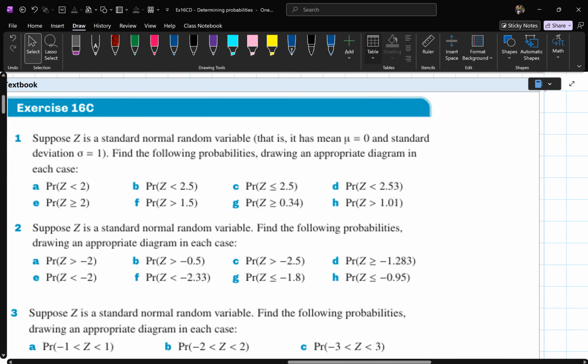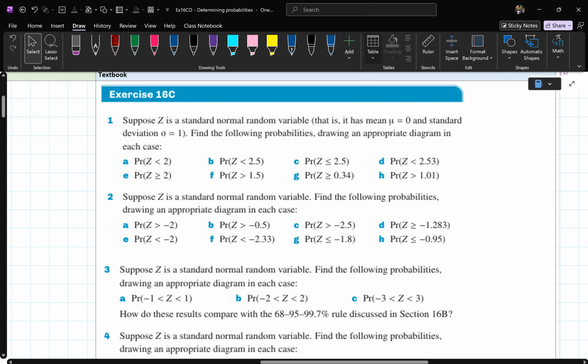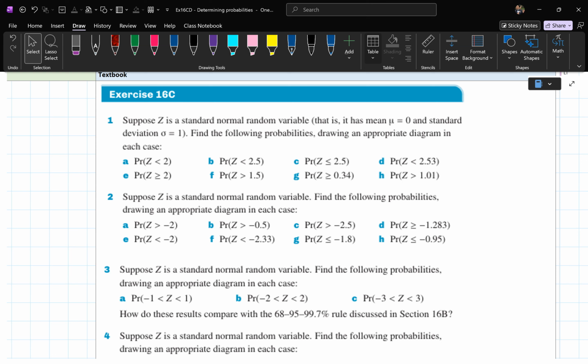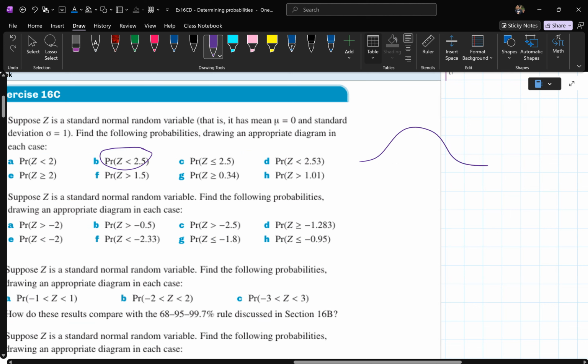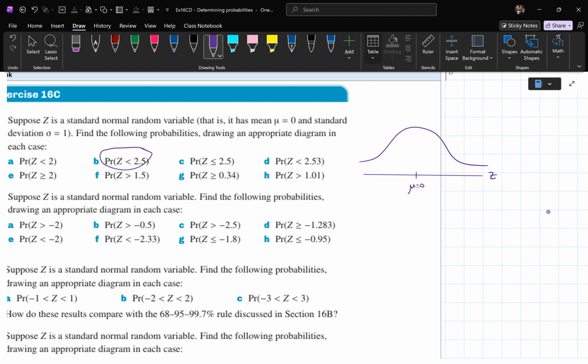16C. Okay, this is now not 68%, but you have to convert to Z values. Well, again, pretty straightforward. Let's say it was the probability of Z. So standard normal means the Z-axis, remember the mean is 0. This is the ideal world, and standard deviation is 1. So when they say 2.5, this is 1 standard deviation, 2, 3, so 2.5 is somewhere here. And we want less than that.